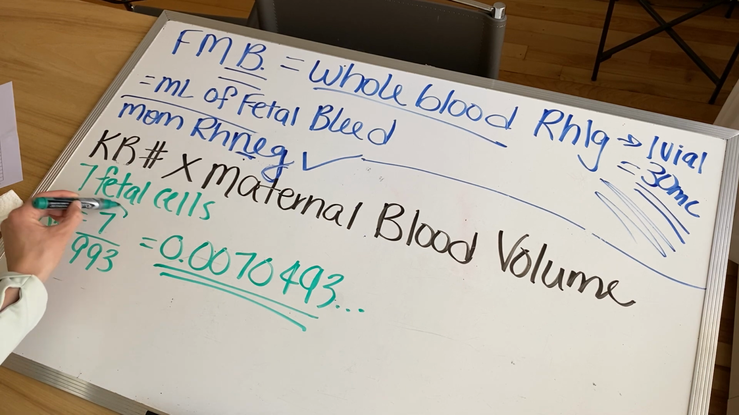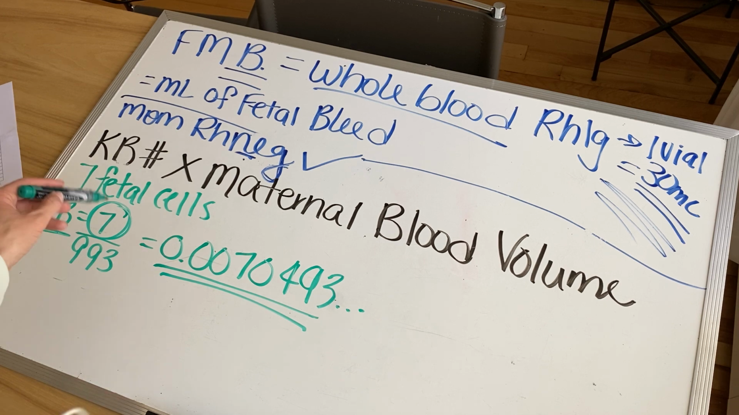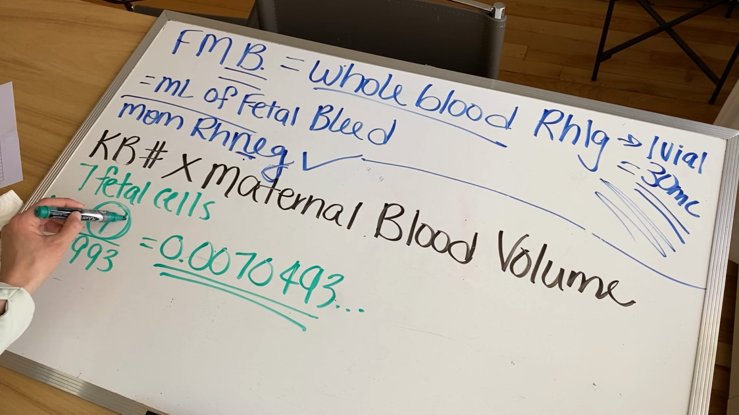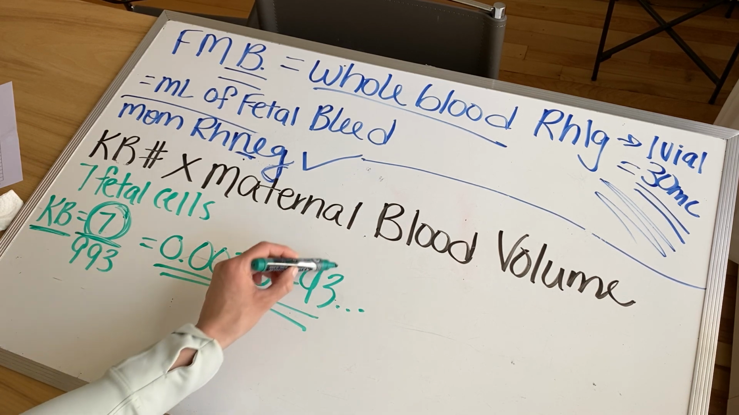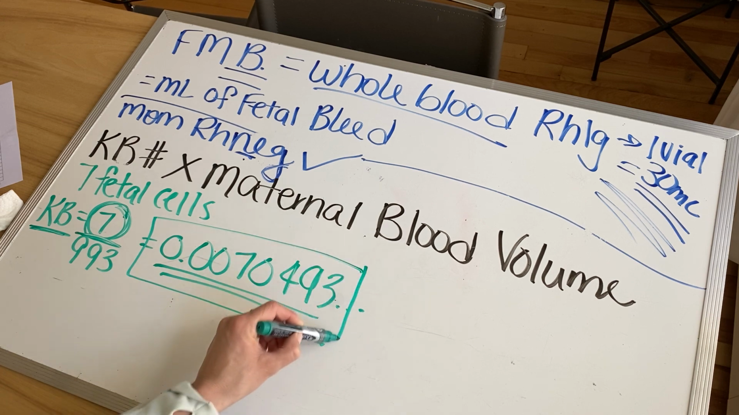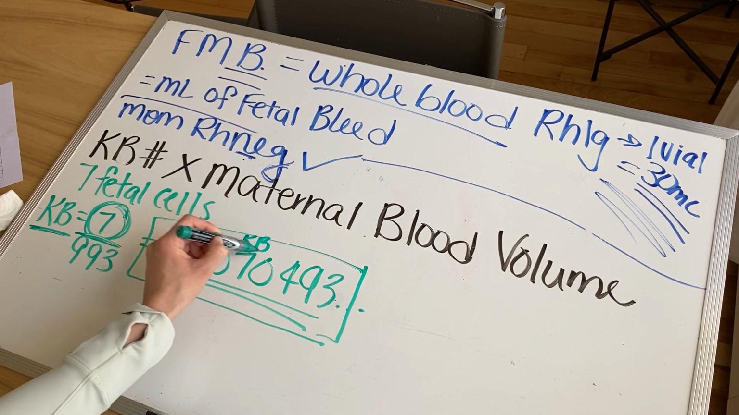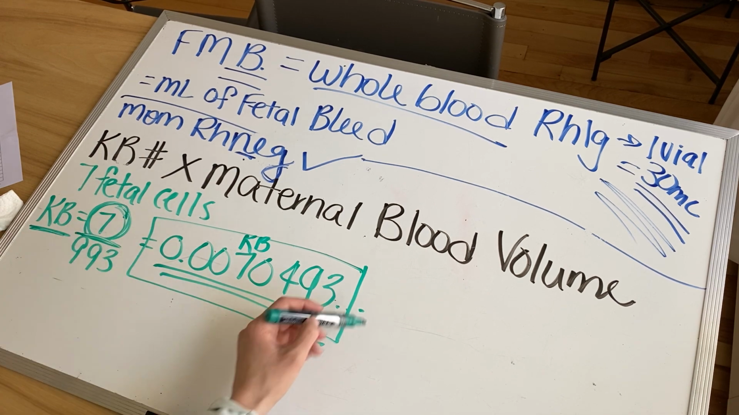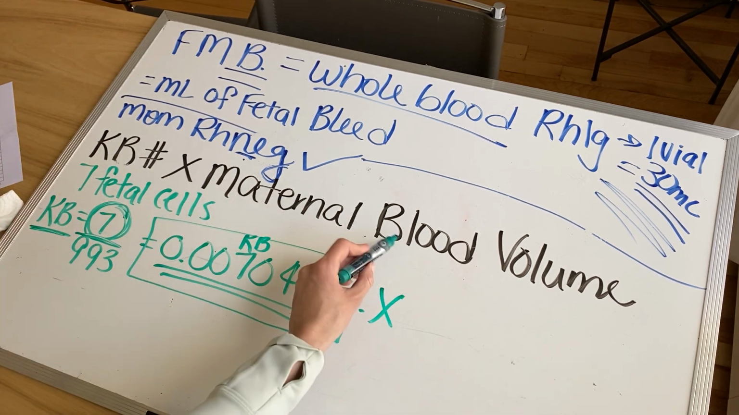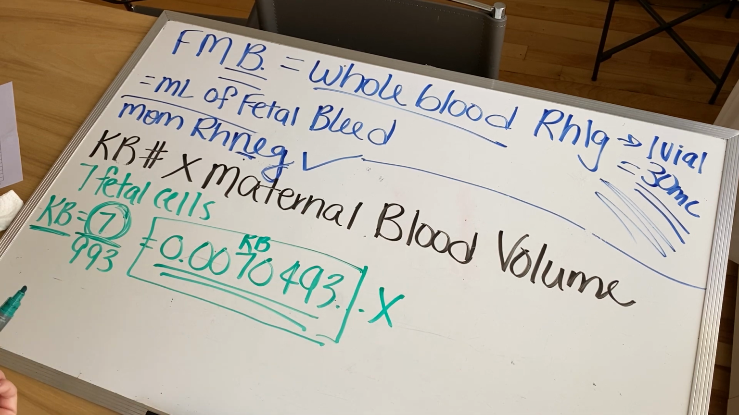Your KB number is not 7. Just because you counted 7 fetal cells does not make that your KB number. The KB number is 7 divided by 993, which equals this big number here. Well, tiny number, long number. This is your KB. And then KB times your maternal blood volume, which is from the chart.